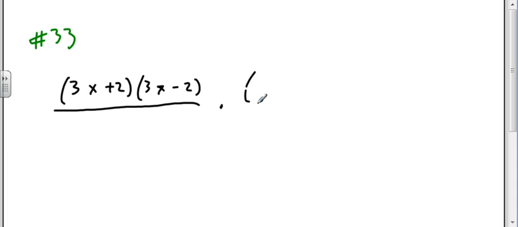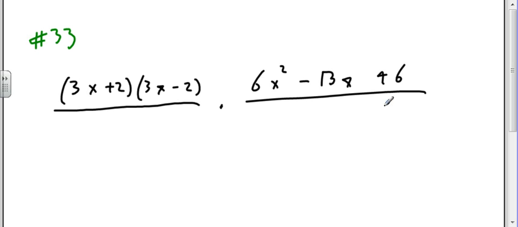I've got 6x squared minus 13x plus 6 divided by 9x squared minus 12x plus 4. And now we'll worry about this guy over here. Can I factor him? Let's see, 3 times 3 is 9, and 2 times 2 is 4.